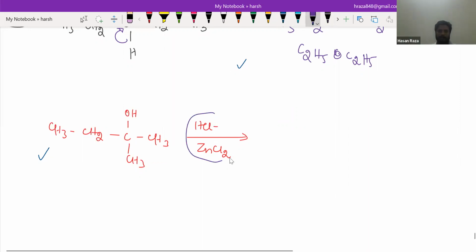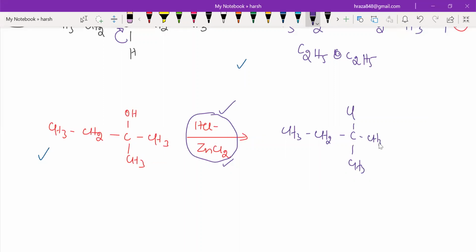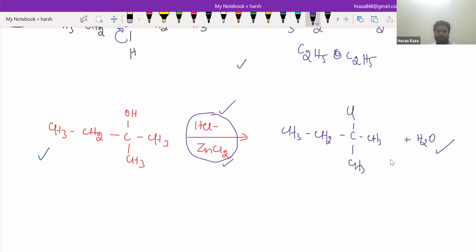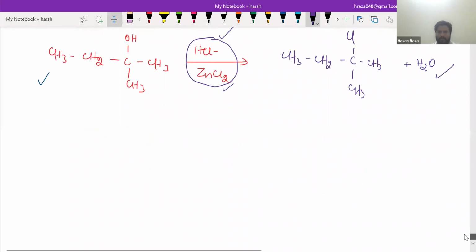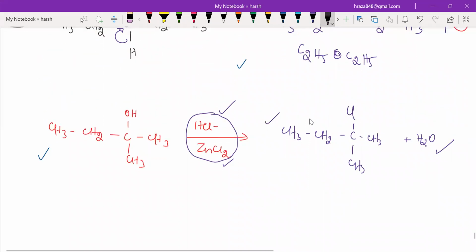So this is concentrated HCl, the reagent, Lucas reagent. You just need to replace this OH with Cl. And you will get H2O as byproduct. So can you name this compound, please?